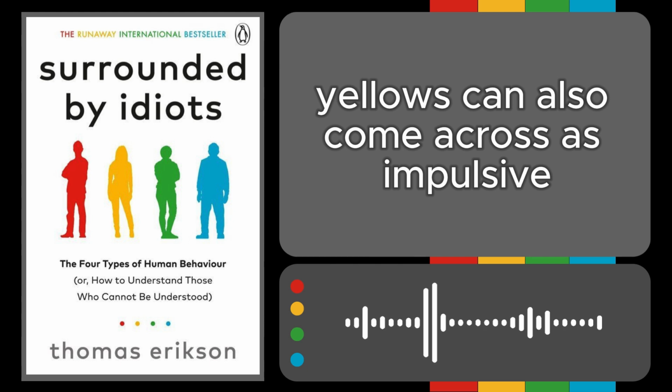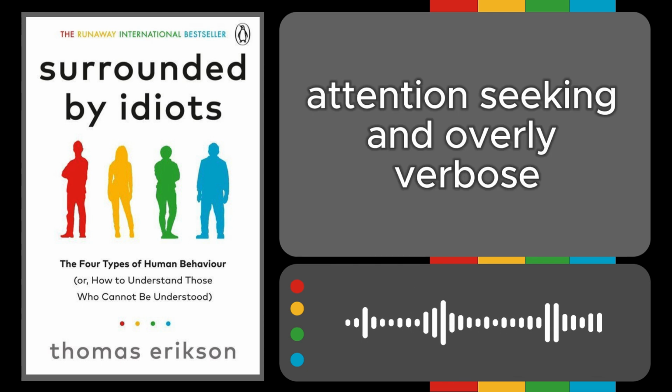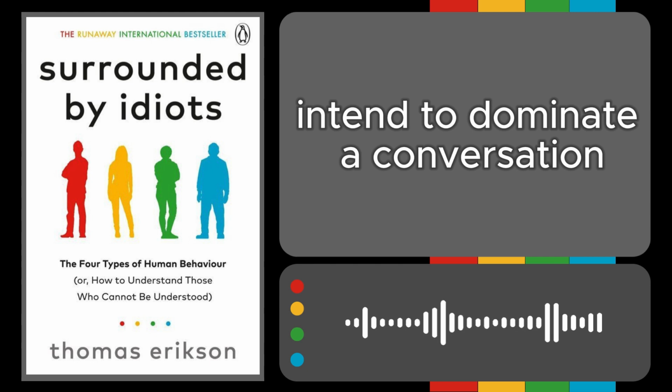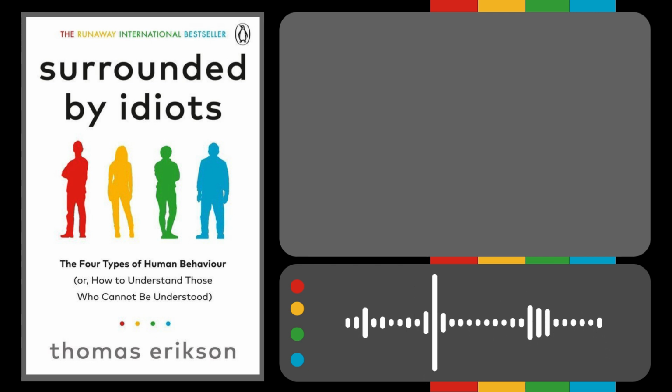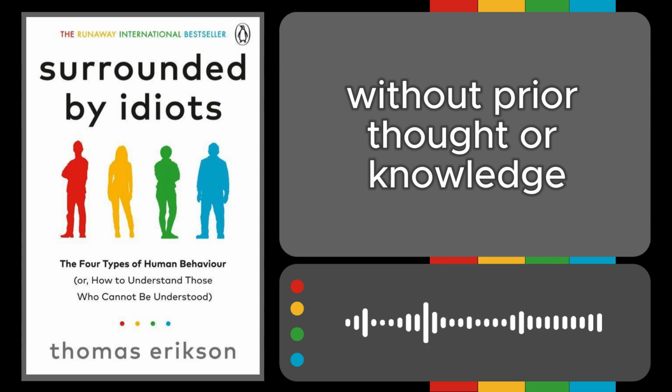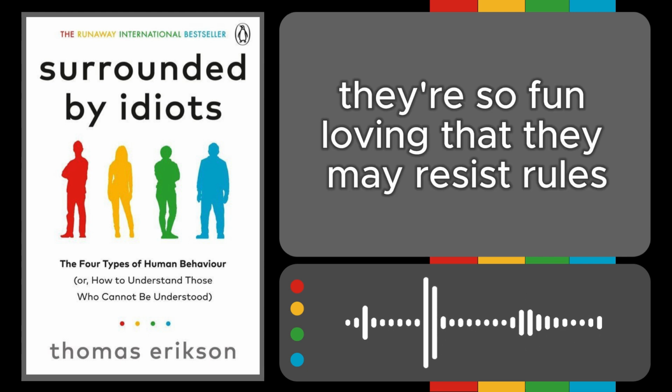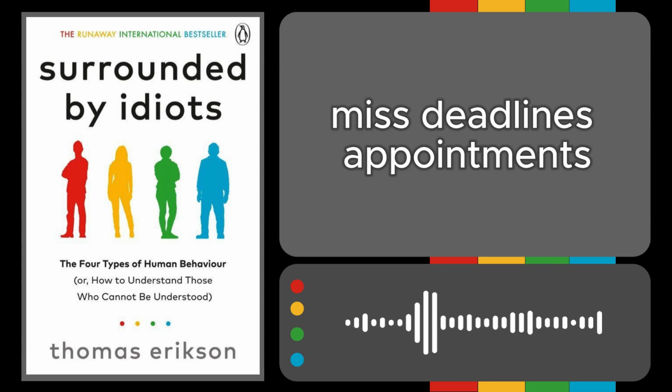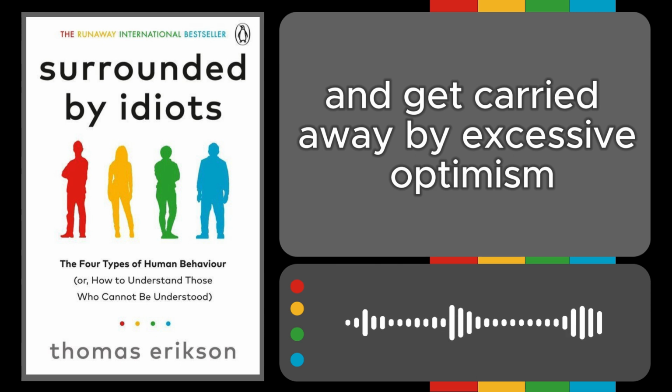However, yellows can also come across as impulsive, attention-seeking, and overly verbose. They are bad listeners and tend to dominate a conversation, often spewing ideas or opinions without prior thought or knowledge. They're so fun-loving that they may resist rules, miss deadlines, skip appointments, and get carried away by excessive optimism.